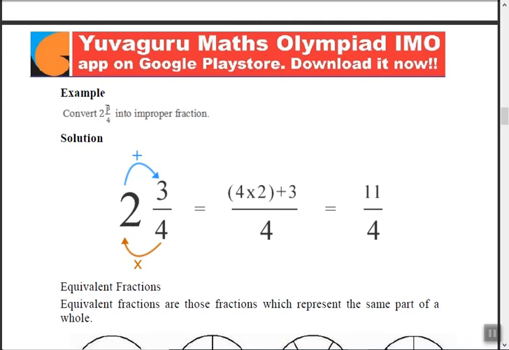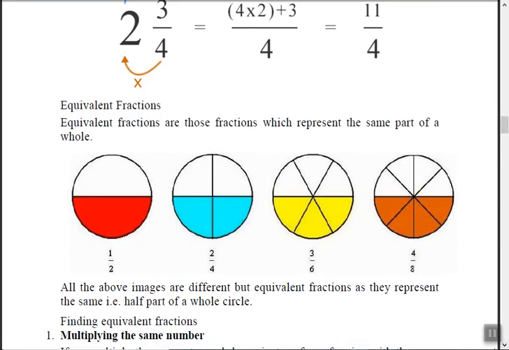So here we'll see an example. Convert 2 3/4 into improper. So this is a mixed fraction. 4 times 2 is 8, plus 3 is 11, right? 11/4. Then what are equivalent fractions?